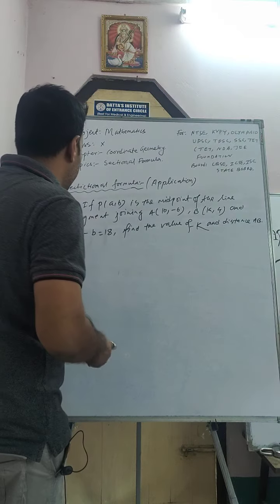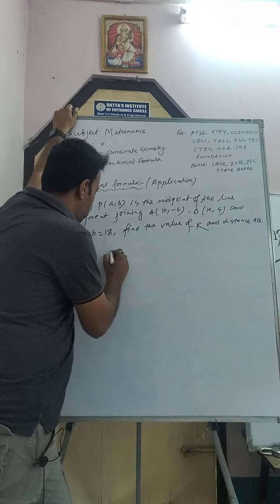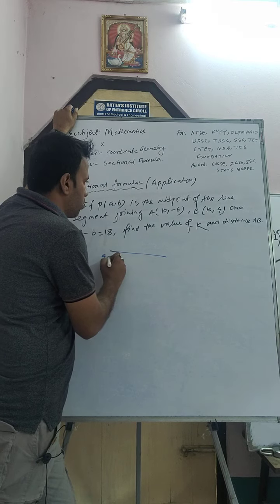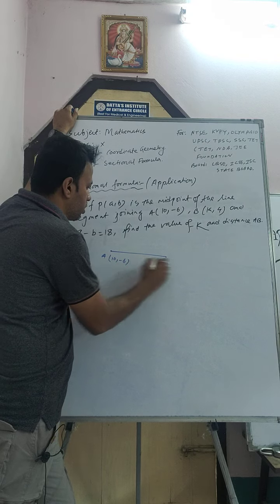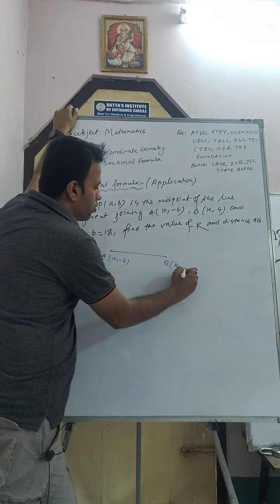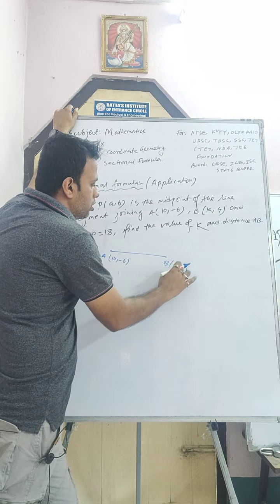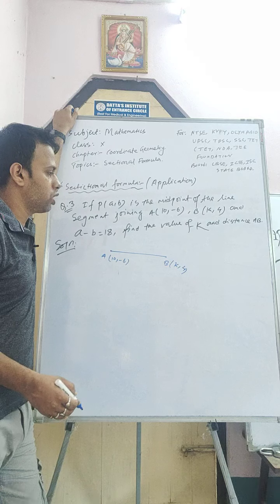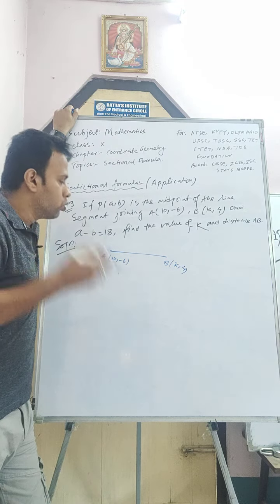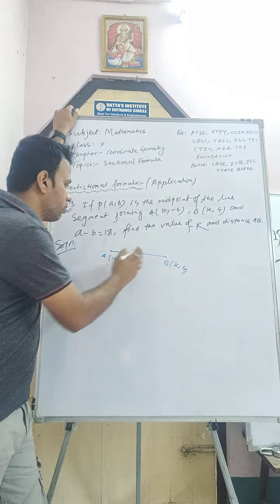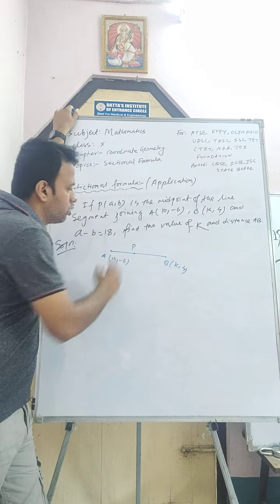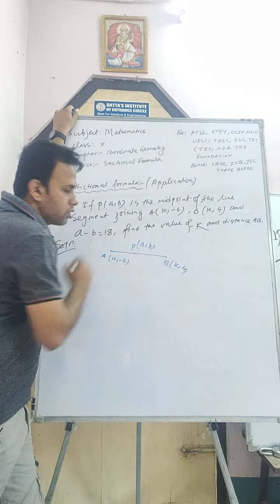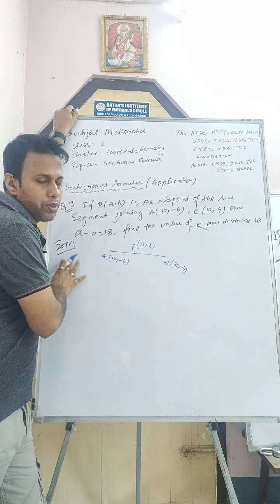So let's try. Suppose A is 10 comma minus 6, and B is k comma 4, right? In coordinate geometry always try to draw the figure. If you draw the figure, the question will be most clearly visible to you. Okay, so now P is the midpoint of AB, right? In the question it is given that P is the midpoint of AB.